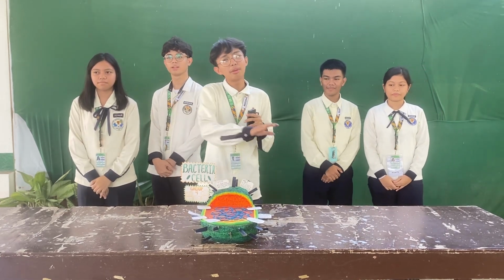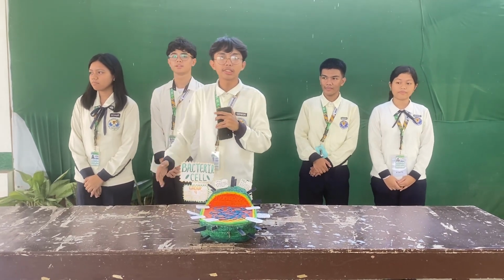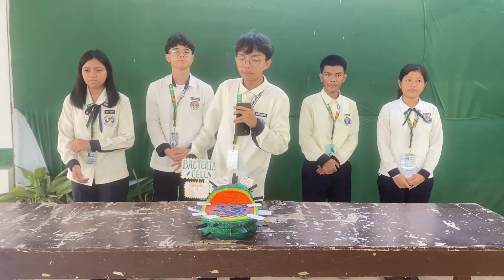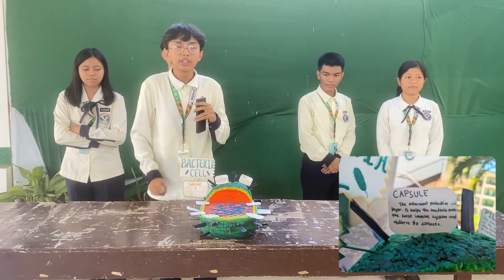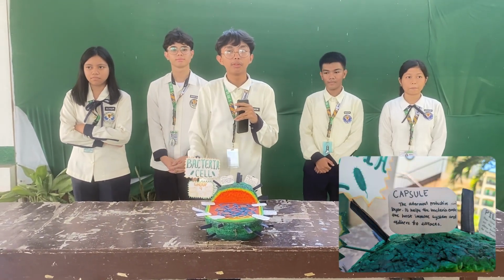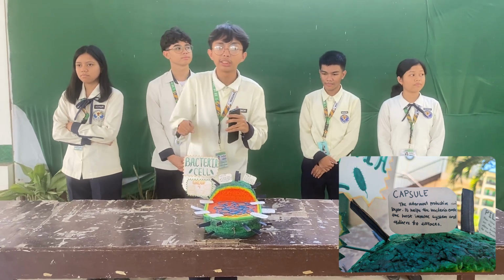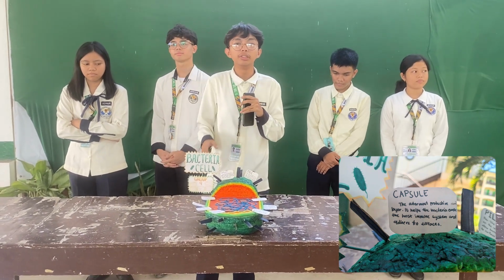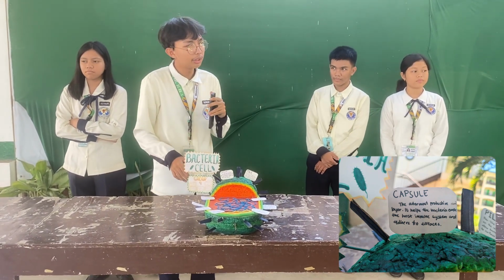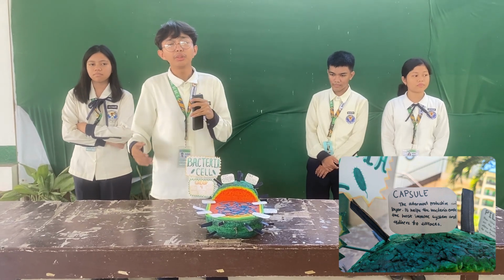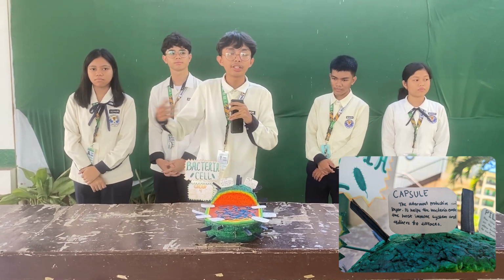Now, just like the famous show Attack on Titan, a bacteria cell consists of 3 outer layers. First, we have the capsule. The capsule is the outermost layer and it provides protection. It also helps the bacteria in evading the host immune system. For this model, we used some leftover styrofoams that we used in previous projects.